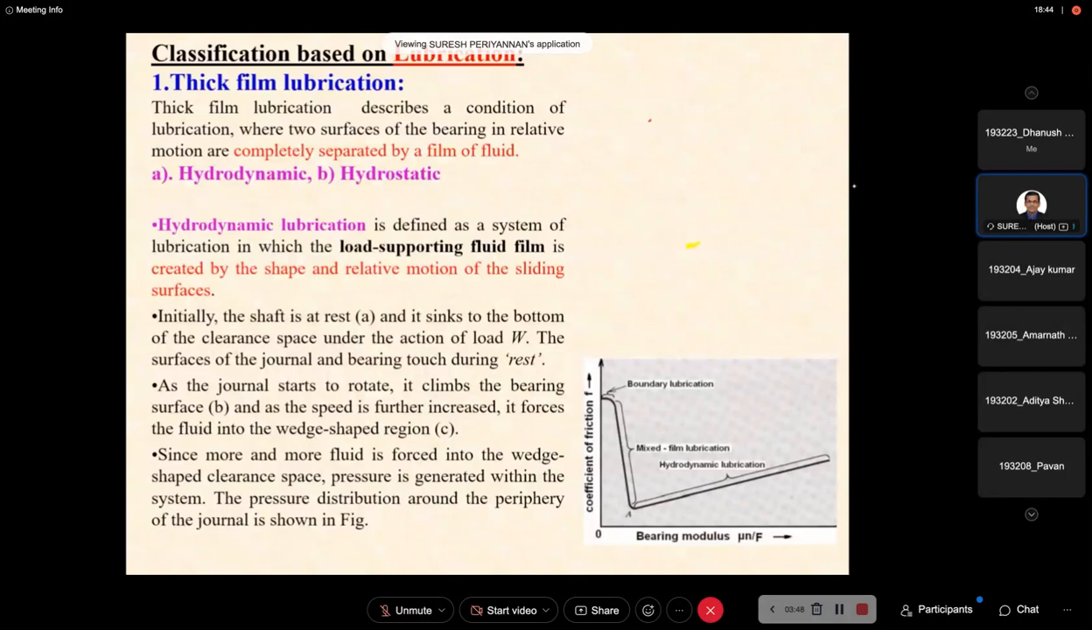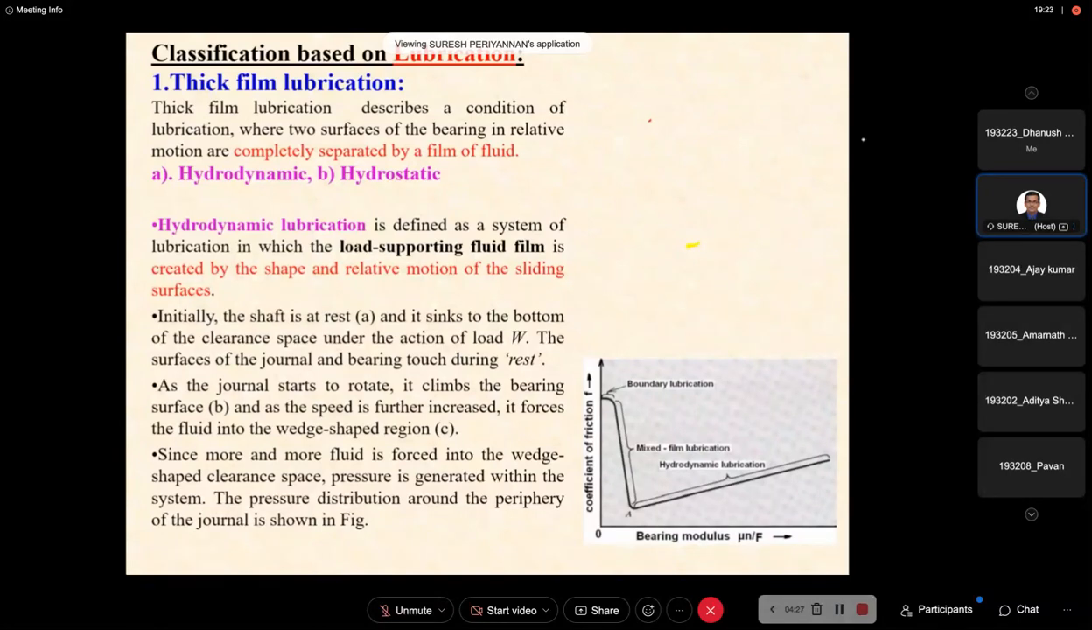Just to recap for the first couple of minutes, then we go for today's content. Hydrostatic lubrication and hydrodynamic lubrication are both under thick film lubrication. In hydrodynamic lubrication, due to rotation of the journal, the oil film is generated. We are not supplying external pressure to the oil. We are only supplying the oil to where it is required.